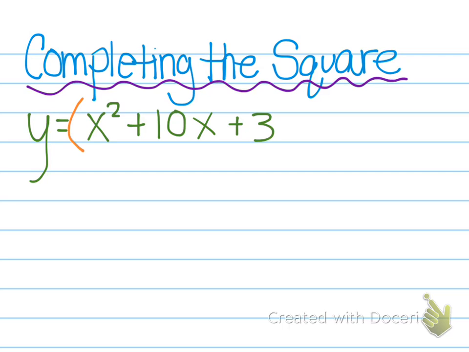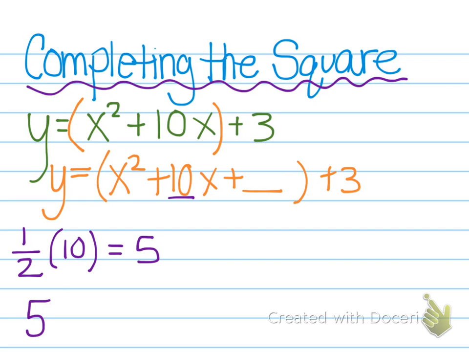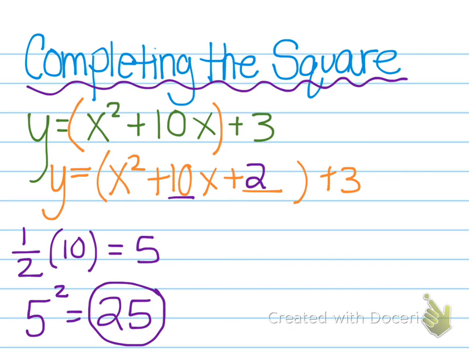The first step is to kick out this 3. So now I have y equals x squared plus 10x plus 3. To find the number that I add right here, I need to do a little formula. You take 1/2 of b, and b is 10, and this gives me 5. Then I take that number 5 and I square it, and I get 25. 25 is the magic number that if I put here, now it gives me a perfect square trinomial.